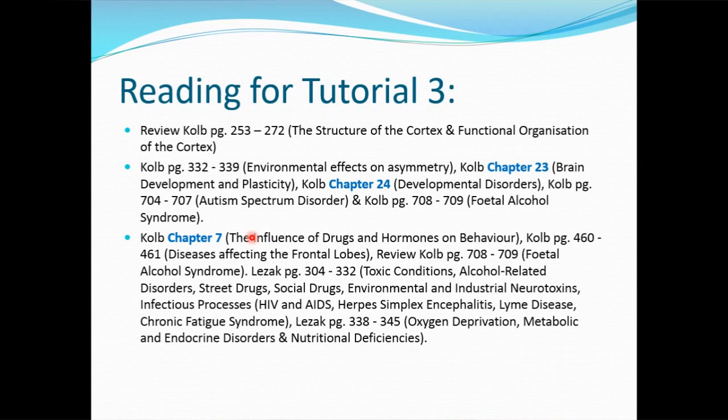Now, your reading that you need to do doesn't look like very much because it's quite a short list, but there are 3 major chapters that I need you to go through between now and when I see you again. Besides the Kolb book, I'm going to read quite a lot in Lezak. Lezak has excellent chapters on the toxic conditions that affect the brain, like carbon monoxide poisoning and street drugs and social drugs and oxygen deprivation and so on. There's quite a lot in her book about that. So it's a good time now to go and read up on all of that and try and memorize that. Okay. Are there any questions?